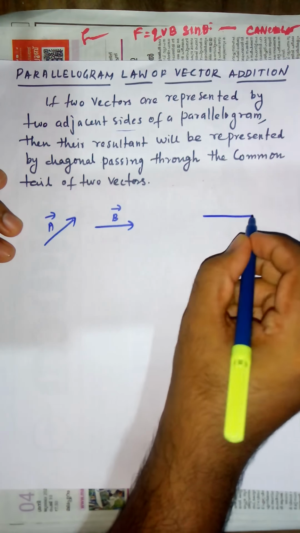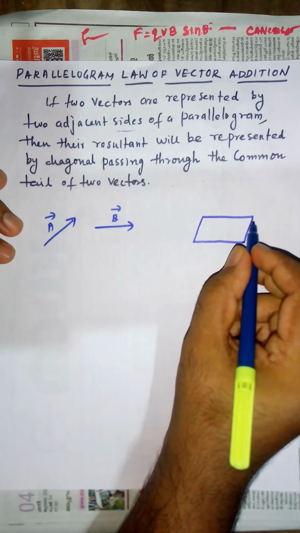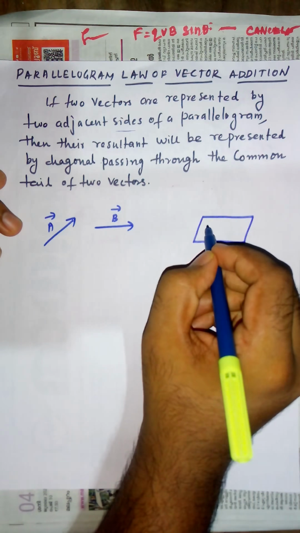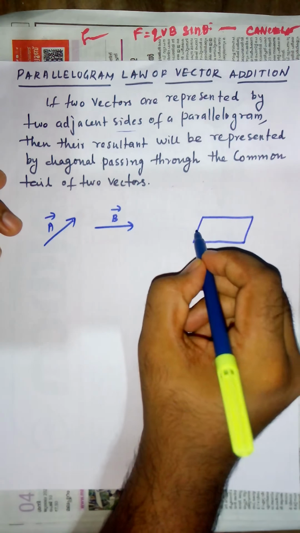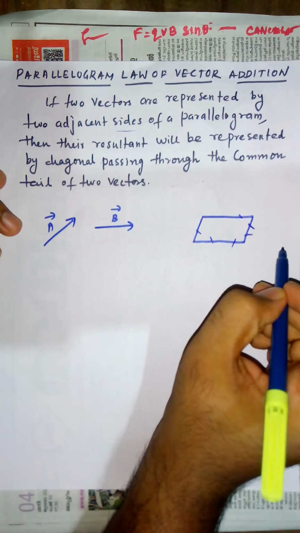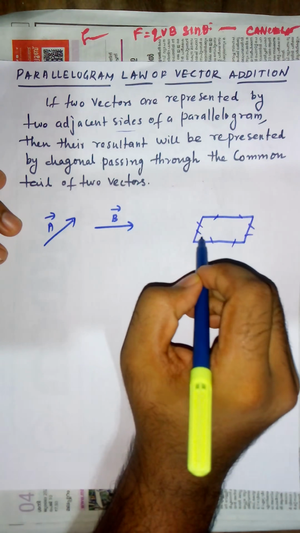Now, if two vectors are represented by two adjacent sides of a parallelogram, you know what is a parallelogram? This is a parallelogram, right? Parallelogram means opposite sides are parallel and have equal length, right? So adjacent sides of a parallelogram means this side and this side are adjacent, and this side and this side are adjacent, this side and this side are also adjacent. Adjacent sides means the nearest sides, right?